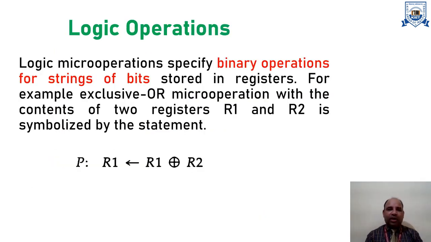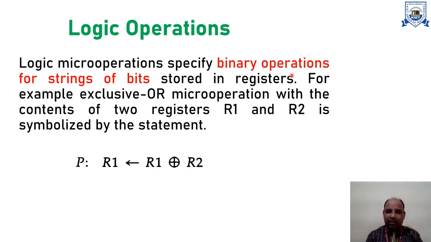So let us start with the definition of logic operations. As you know, the central processing unit mainly has three components: the arithmetic logic unit, the control unit, and the registers. The arithmetic and logic unit is responsible for performing the different arithmetic and logic operations inside your system. Logic operations are also called logic micro operations because they are implemented at the lowest level, that is, at the bit level within the registers of the CPU.